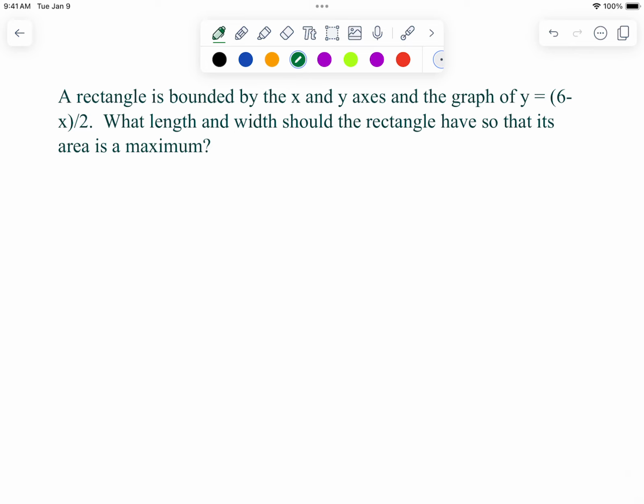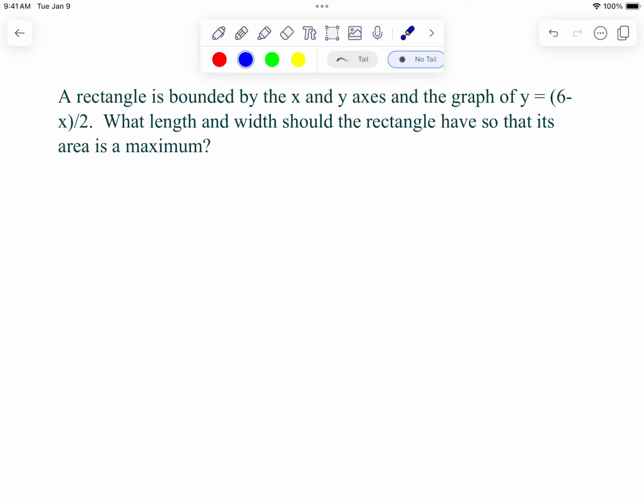A rectangle is bounded by the x and y axis, and the graph of y equals 6 minus x over 2. What length and width should the rectangle have so that its area is a maximum? So here again, pay attention to what it is asking us for. Here it's asking us for the dimensions that give us a maximum area. Is this going to be open intervals or closed intervals? In this case, similar to the last problem, technically it's a closed interval situation.